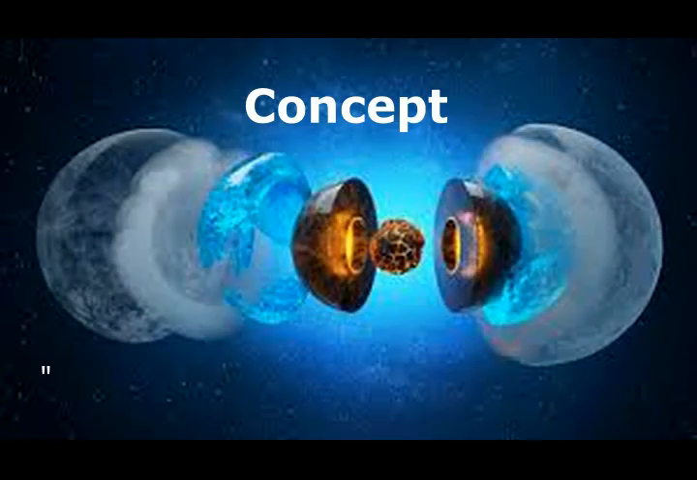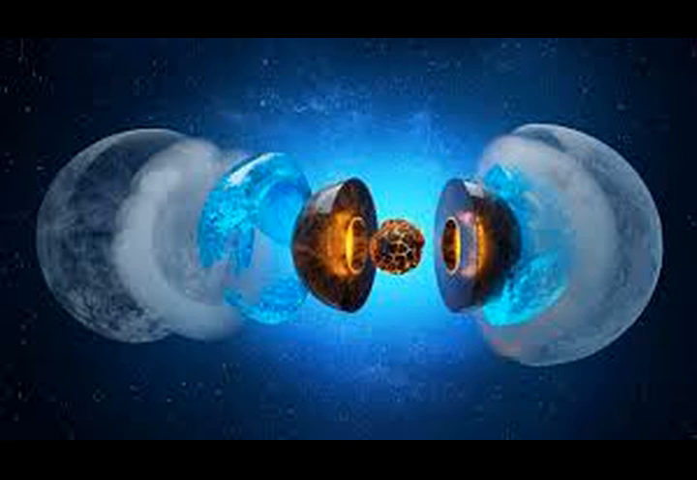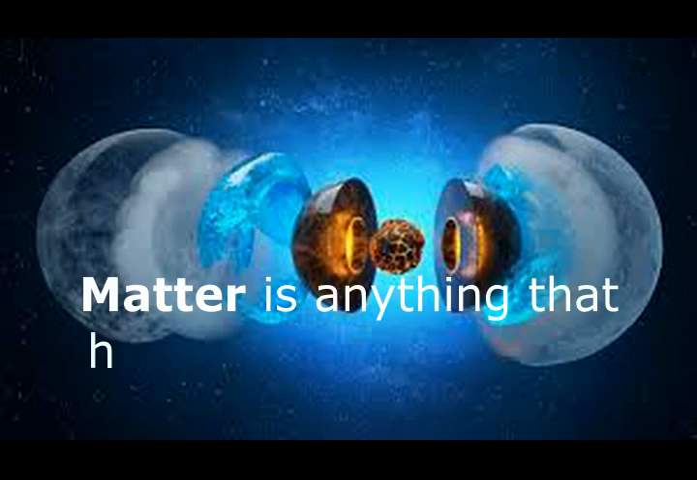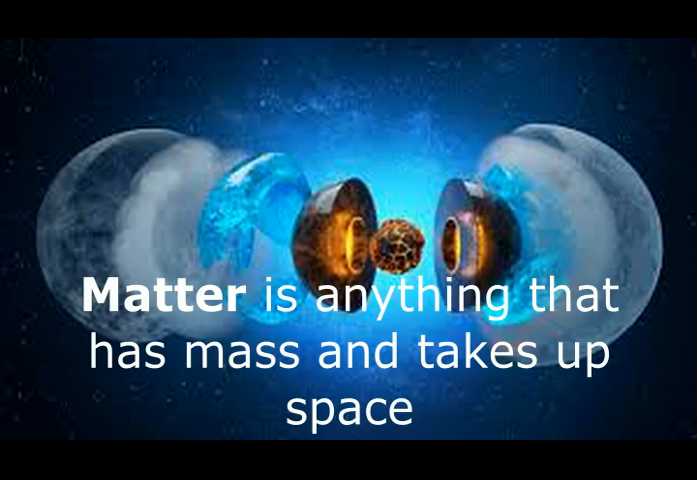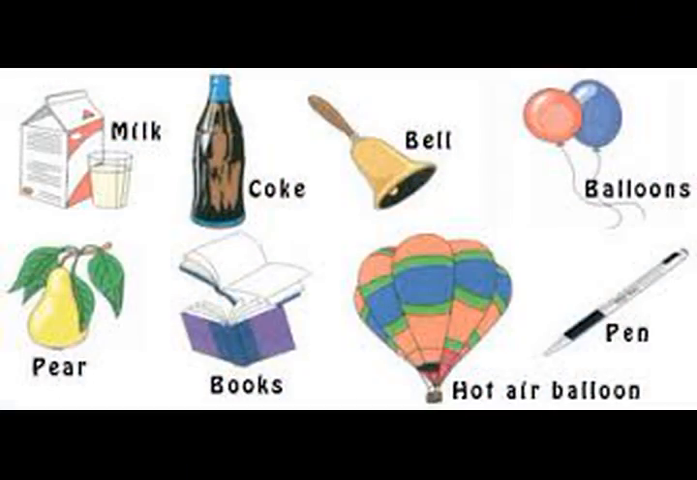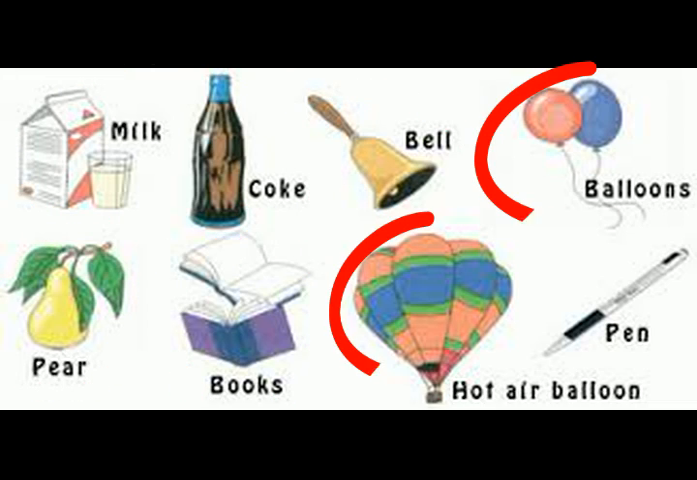To understand the current dominant scientific understanding for the concept of physically changing a variety of materials in different ways, firstly, we need to make sure that students understand what matter is and the different states of matter. Matter is what makes up the universe. It is anything that has mass and can take up space. The three states of matter are the forms in which matter can exist in. These are solids, liquids, and gases.